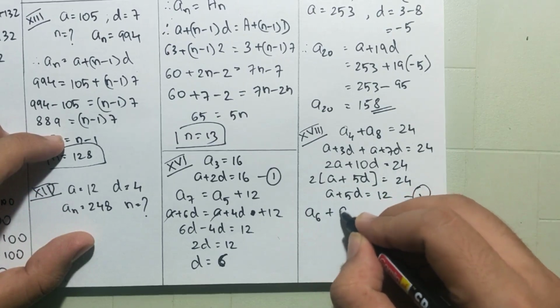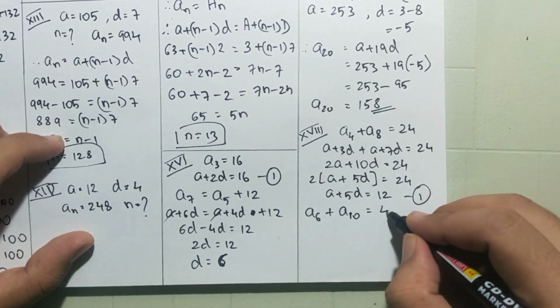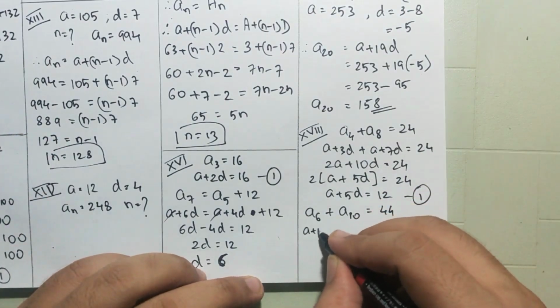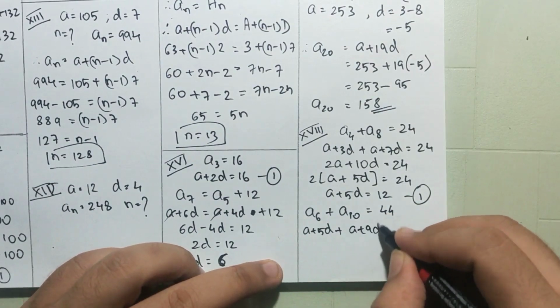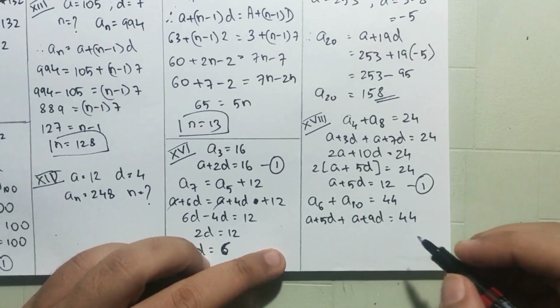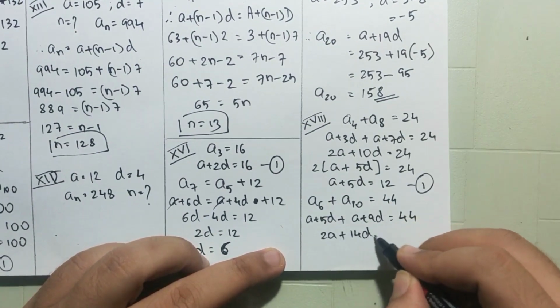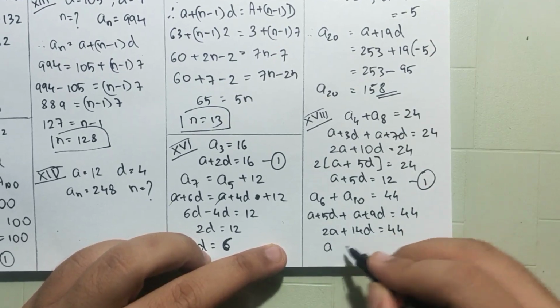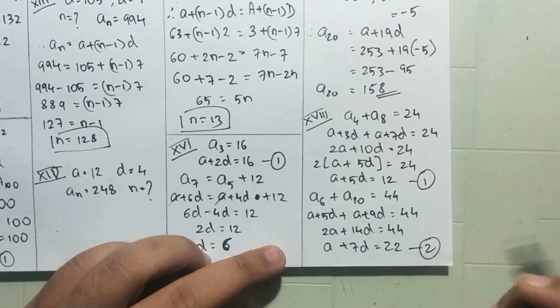A6 plus A10 equals 44. What is the 6th term? That is A plus 5D. What is the 10th term? A plus 9D. So you get 2A plus 14D equals 44. This again can be divided by 2, so it becomes A plus 7D equals 22.